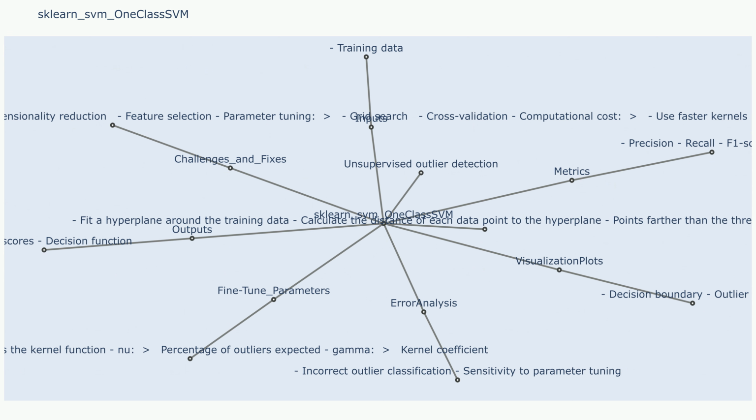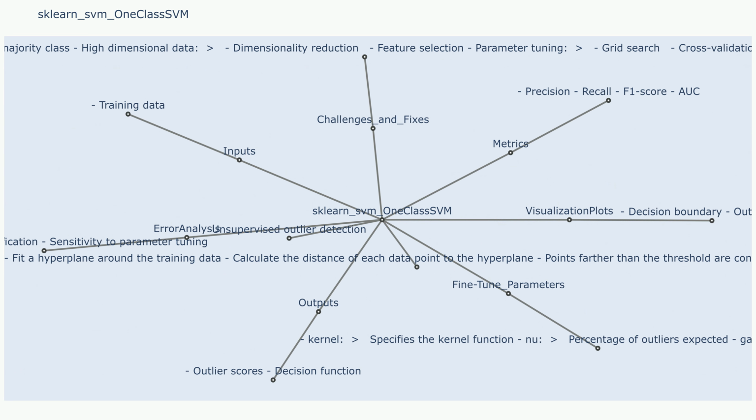Visualization plots: Decision boundary visualizes the learned boundary in the feature space, separating normal data points from anomalous ones. Scatter plot shows the distribution of data points in the feature space, with anomalies highlighted.